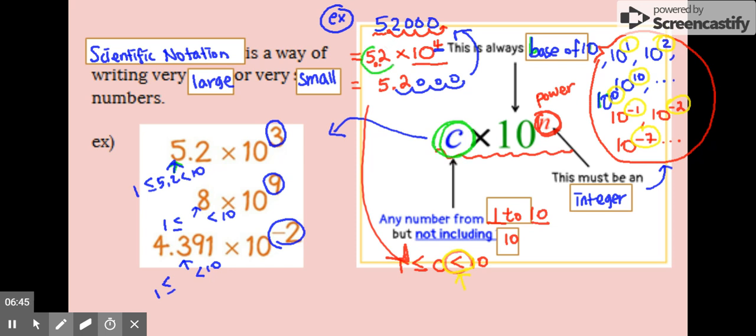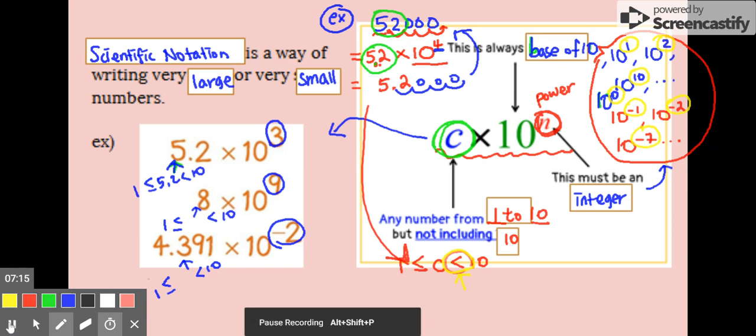So I chose 5.2 because to write 52,000 in scientific notation, you cannot choose 52. So you have to put the decimal to get 5.2. And then you need to think about how many times you need to move the decimal to the right to make a big number so that you can put 10 to the fourth power. So now if you move the decimal, it's going to be exactly the number. So let me go over some more examples so that you can practice.